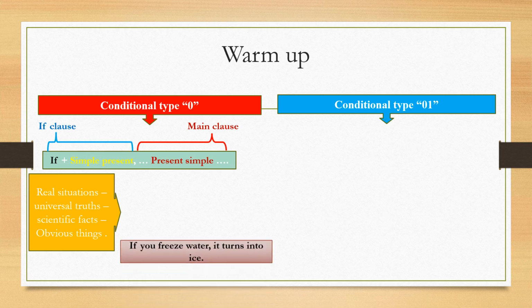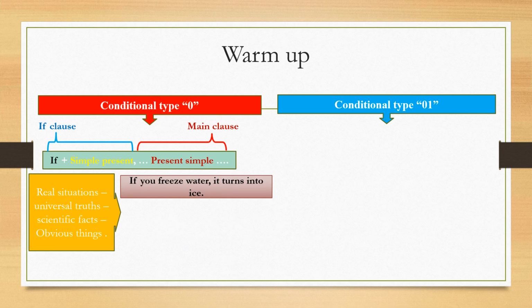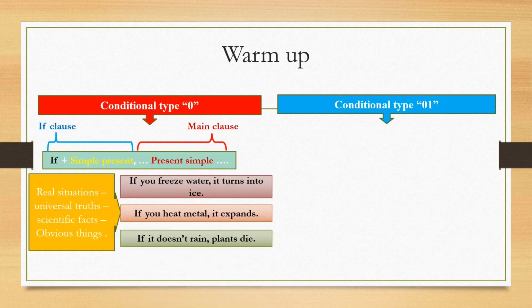For example, we say if you freeze water, it turns into ice. This is a scientific fact or a real situation. So this: if you heat metal, it expands. If it doesn't rain, plants die. This is a universal truth or a scientific situation.